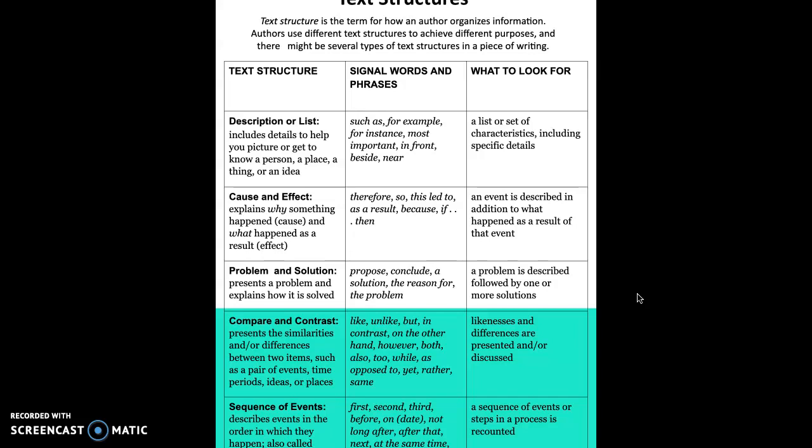Finally, we have the sequence of events. This is your plot in writing and also reading. It describes events in the order in which they happened, also called chronological order. I also call it your lifeline, the story of your life, starting from the day you were born until present day, and all the events that have happened in between in order of event. Signal words here would be first, second, third, before, on, date, not long after that, next, at the same time, finally, then. What to look for here is a sequence of events or steps in a process is recounted.